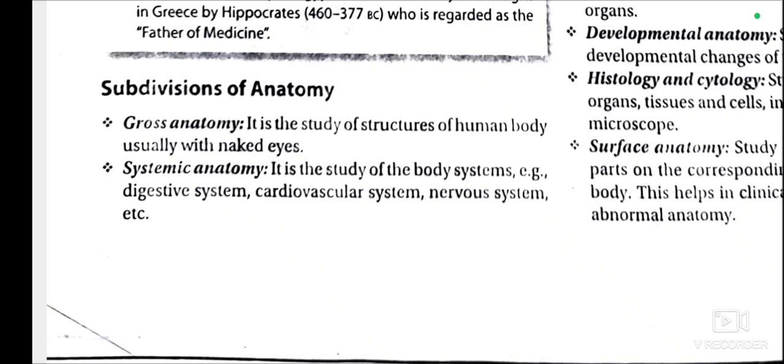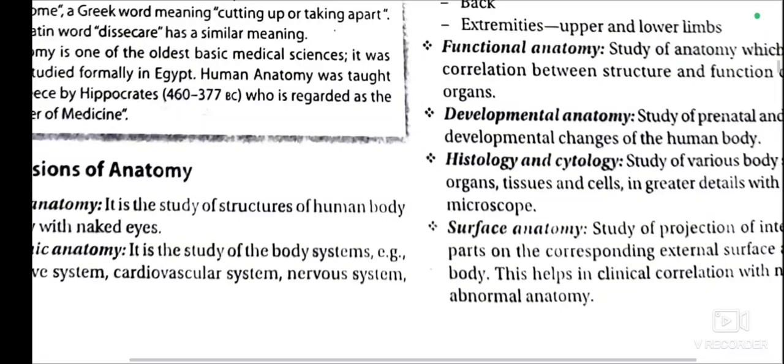The next is systemic anatomy. It is a study of body systems. For example, the digestive system, which is related to the stomach or gastric. Then the cardiovascular system, which is related to the heart. Next the nervous system, which is related to neurons.